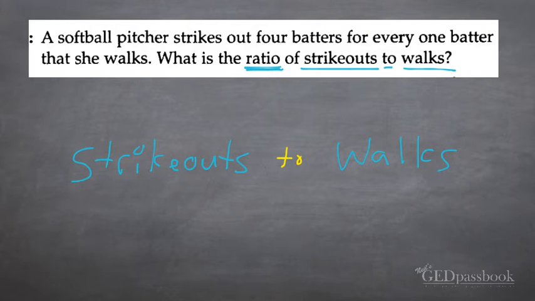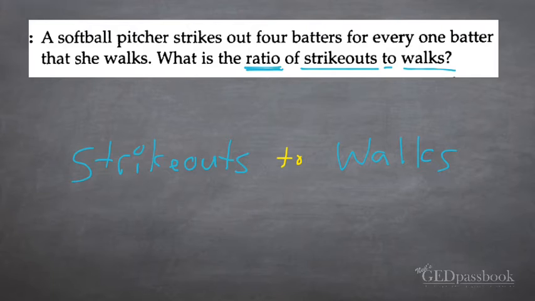So the question asked us, what is the ratio of strikeouts to walks? What you're going to do is find the number that represents the strikeouts and the number that represents the walks. It's that simple. So when you see this question, you have to go back into your word problem. Now in this case, all we have is a sentence before the question, right? It's just one measly little sentence. It's pretty easy to go in and search for the numbers.